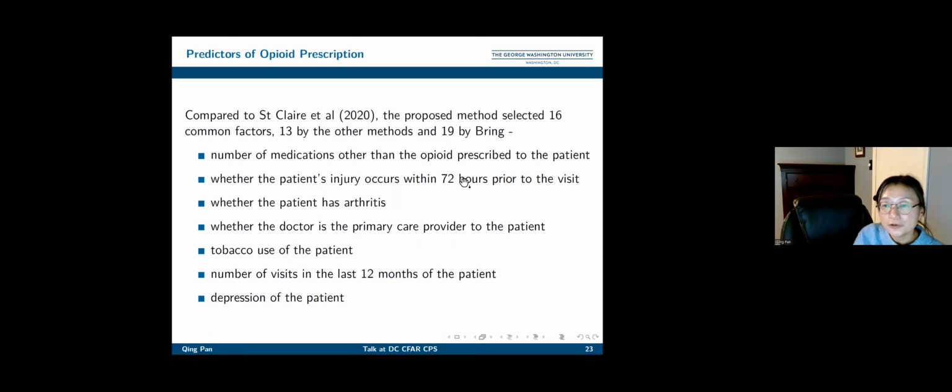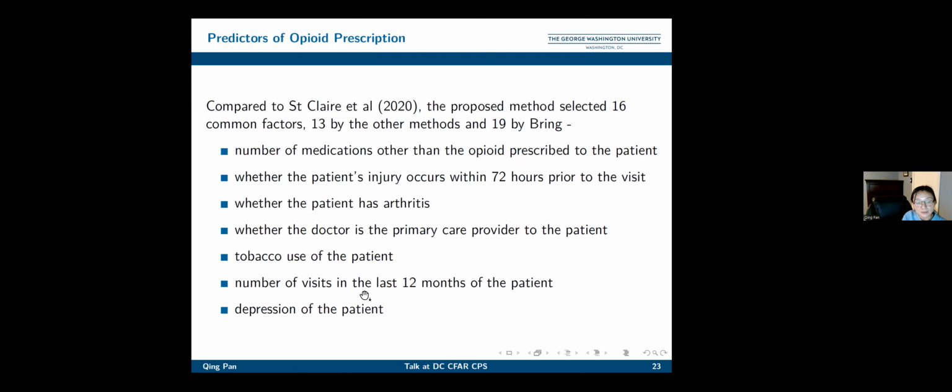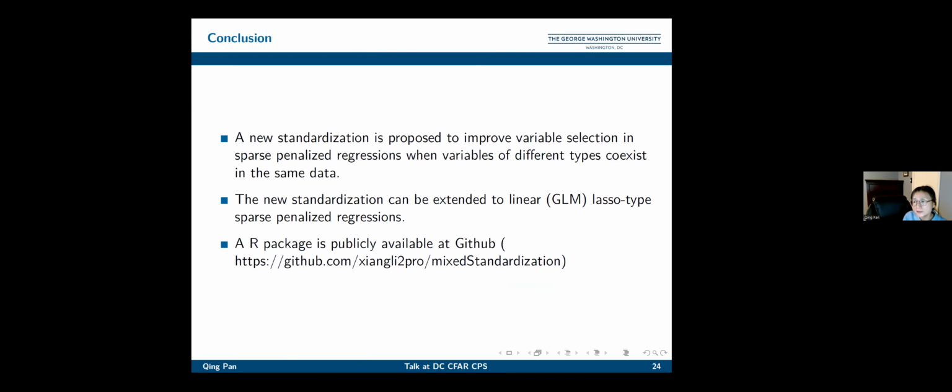Under the covariates selected by our method, in fact, most of them overlap with the clinic paper that's already published. So it's a number of medications, injury, and arthritis, primary care physician, tobacco use, number of visits, depression. With those indicators, the likelihood of getting an opioid prescription goes up. So that's the method. It's already published this year in a UK journal, Statistical Methods in Medical Research.